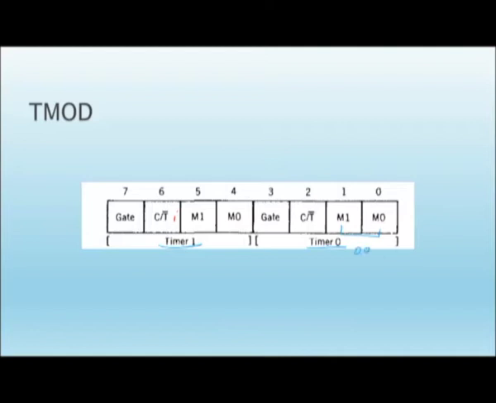Based on the position, 0 0 represents mode 0, 0 1 is mode 1, 1 0 is mode 2, 1 1 is mode 3. So, based on these 4 combinations, we can select any one of the modes. Each mode's operation will be discussed later. Then the C/T bar bit, which represents T0, can be used as either counter or timer. When it is 1, it activates it as a counter.